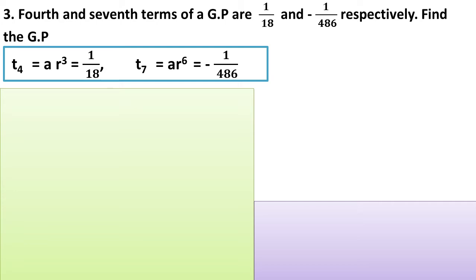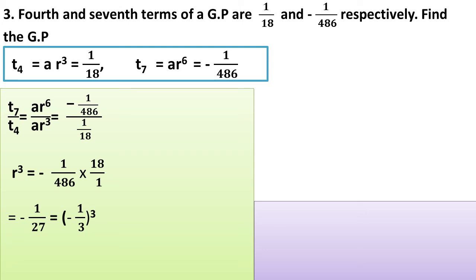T7 is expressed as A into R to the power of 6. As I told you in the previous problem, children, divide one term with the other term. Consider the greatest term, that is T7 is greatest and T4 is the smallest. So divide one term with the other term. Calculate T7 by T4. It results as R cube is equal to minus 1 by 486 into 18 by 1. The denominator value is taken as the reciprocal with multiplication.